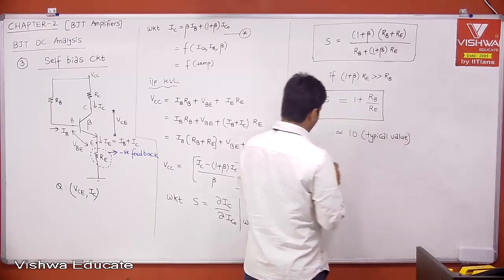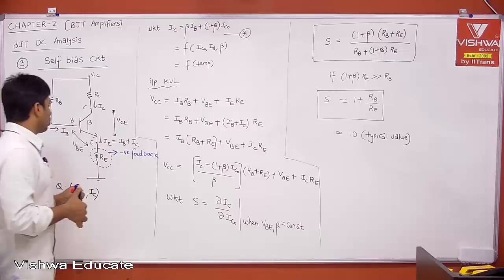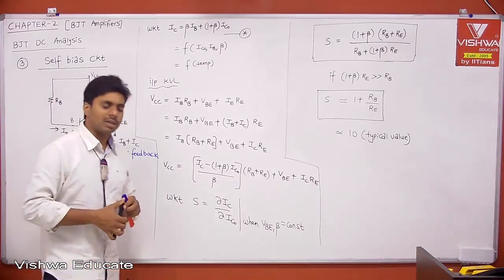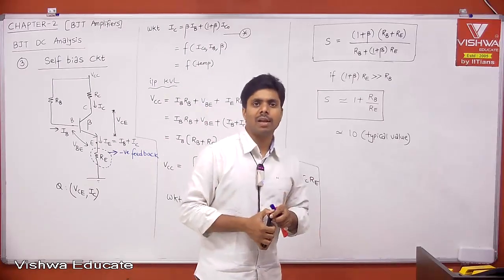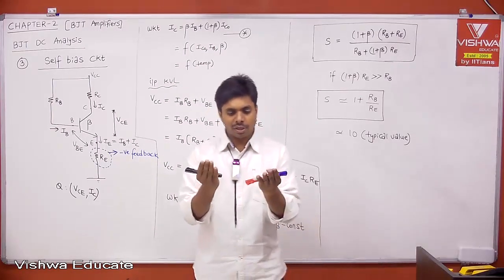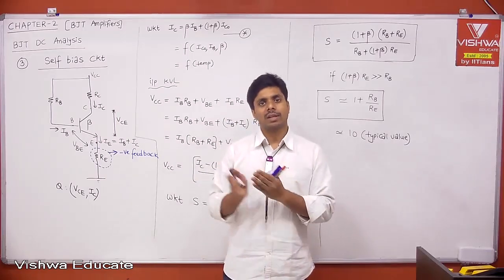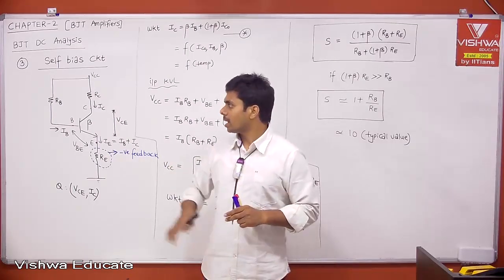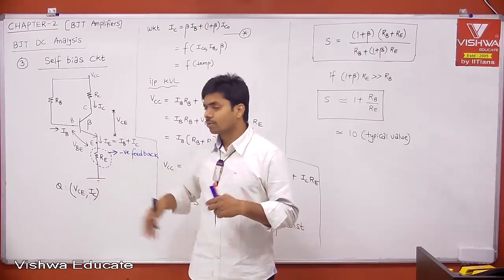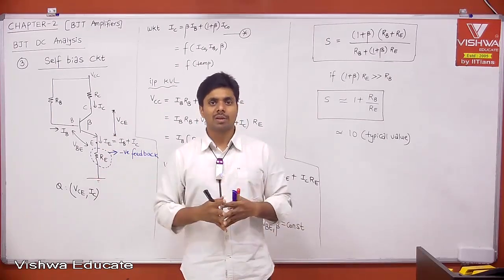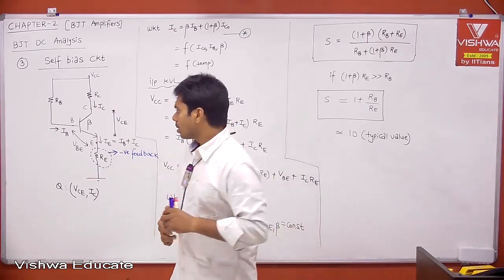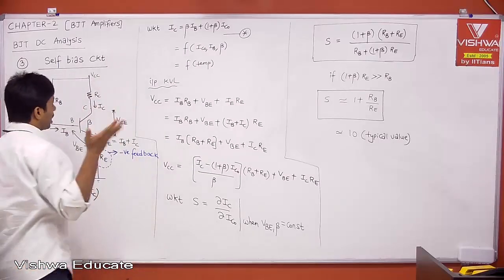Therefore, I can say this circuit, whatever Q point stability we are getting from self-bias circuit, exactly similar Q point stability we are getting from collector to base bias circuit. Therefore, either one of these two circuits we can use, where we are keeping the transistor in active region, which is our required region for amplification, and the Q point is also stable. Both are giving stability. But practically people use self bias circuit, not collector to base bias circuit.